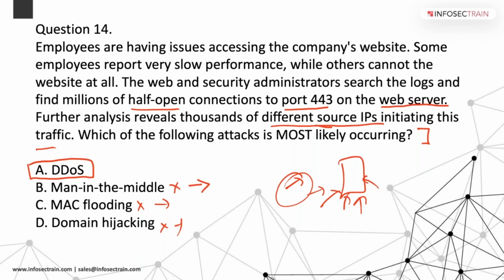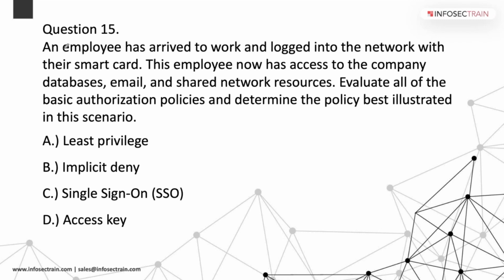Now, next is going to be something related to a very interesting concept. An employee has arrived at work and logged into the network with their smart card. This employee now has access to the company's database, email, and shared network resources. Evaluate all the basic authorization policies and determine the policy best illustrated in this scenario. So what are they talking about here? An employee coming to work, logging into the network with the smart card, and now having access to the company's database, email, shared network resources. So which feature are we talking about here?